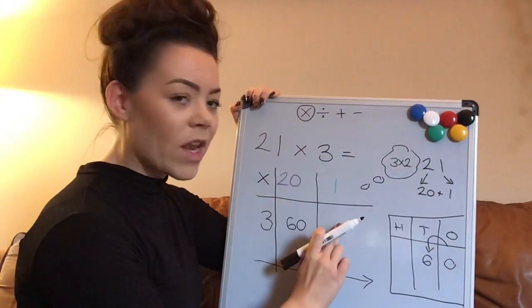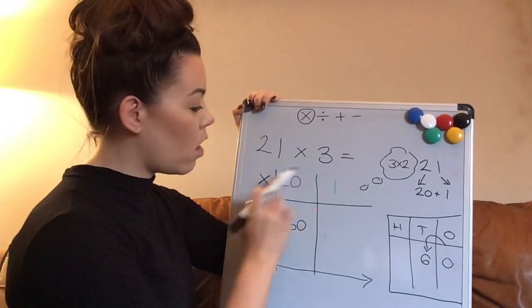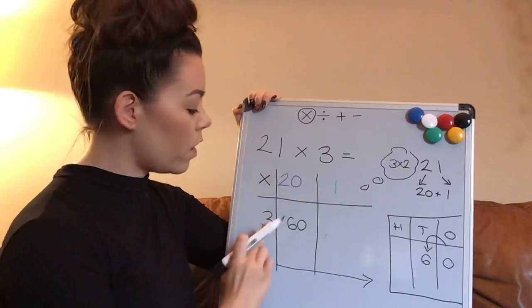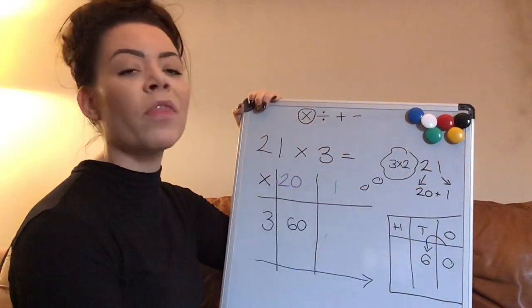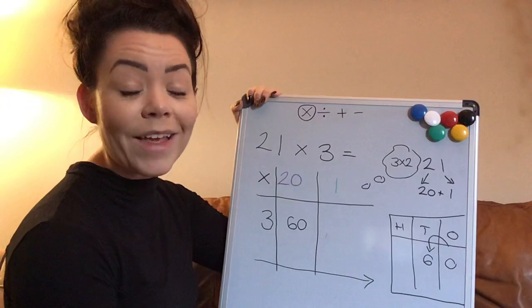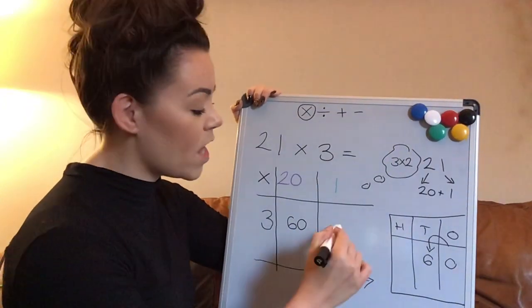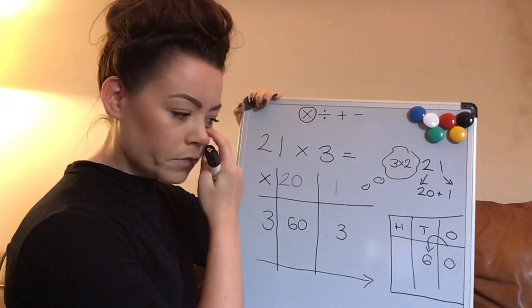Now let's move on to the next one. 3 lots of 1. 3 times 1. 3 multiplied by 1. That one's easy peasy lemon squeezy. It's got to be 3. 1 lot of 3 is 3.